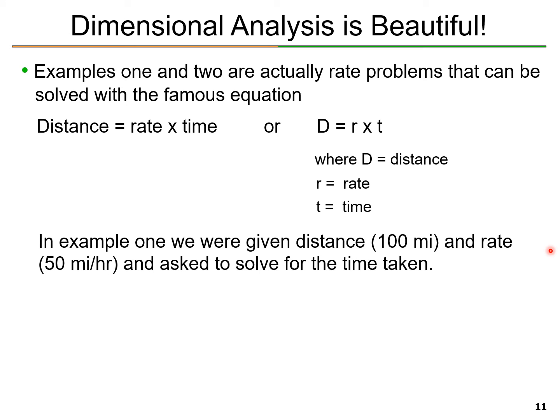In example 1, we were given distance. Remember, the distance from our house to the solar farm was 100 miles. And the speed that we were traveling at was 50 miles per hour. And the problem asked to determine the amount of time that it would take to get to the solar farm. Well, certainly this is a rate problem, because we're trying to determine time, and we know distance, and we know rate or speed.